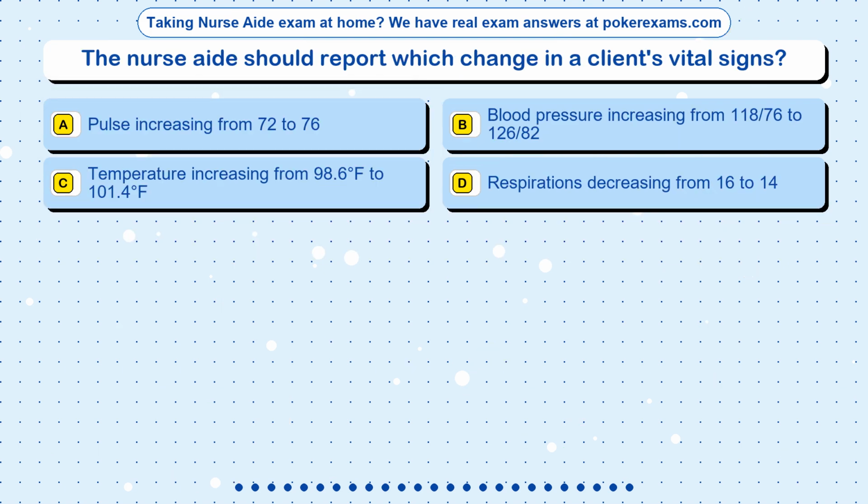Question 19. The nurse aide should report which change in a client's vital signs? Option A, pulse increasing from 72 to 76. Option B, blood pressure increasing from 118/76 to 126/82. Option C, temperature increasing from 98.6 degrees Fahrenheit to 101.4 degrees Fahrenheit. Option D, respirations decreasing from 16 to 14.